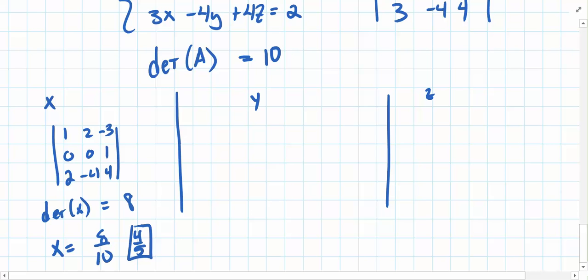You do something similar for Y and Z. Your Y matrix should have been this. Should have been negative 1.